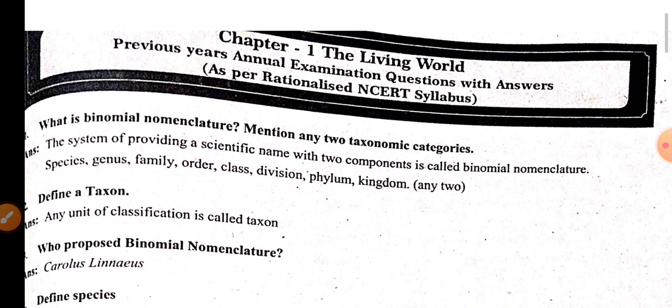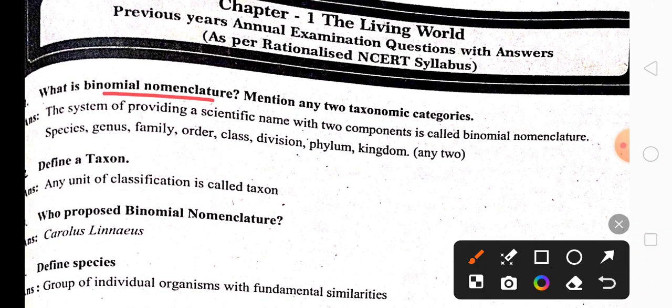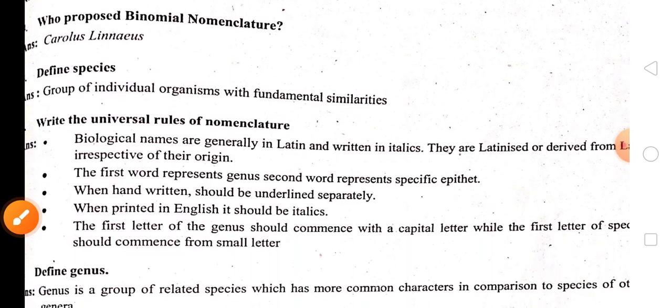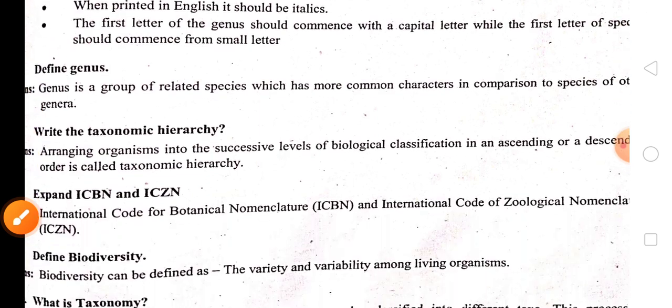The first chapter is Living World. In this chapter, remember the binomial nomenclature definition, taxon definition, and Carolus Linnaeus, who proposed binomial nomenclature. Definition of species is also very important. Then the universal rules of nomenclature are very important for 3 or 5 marks.